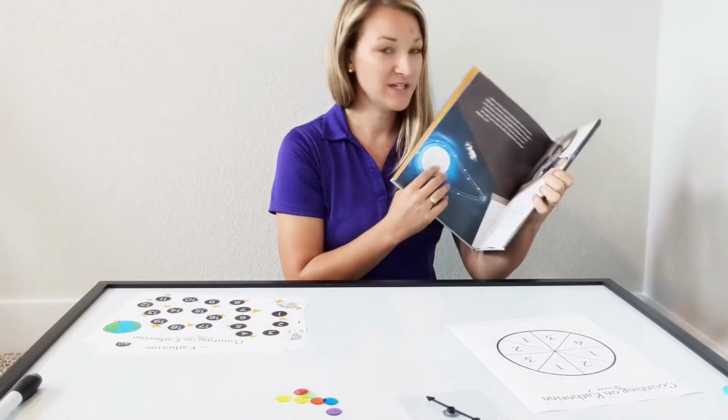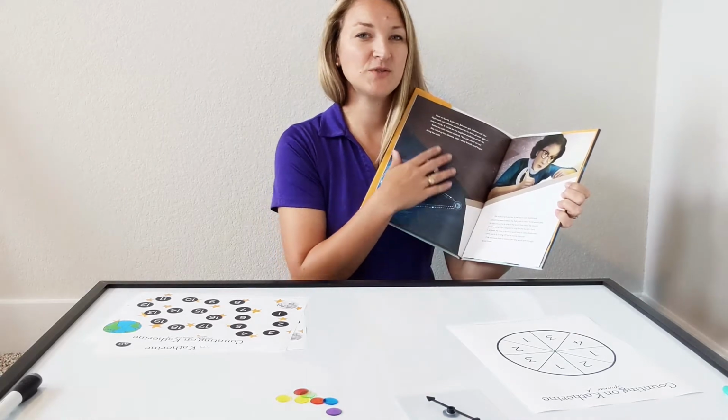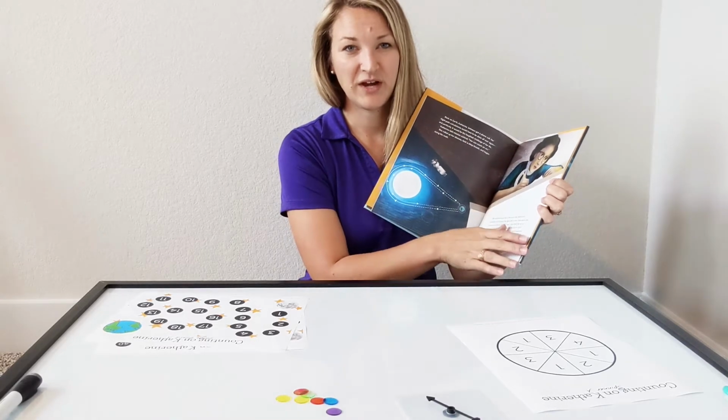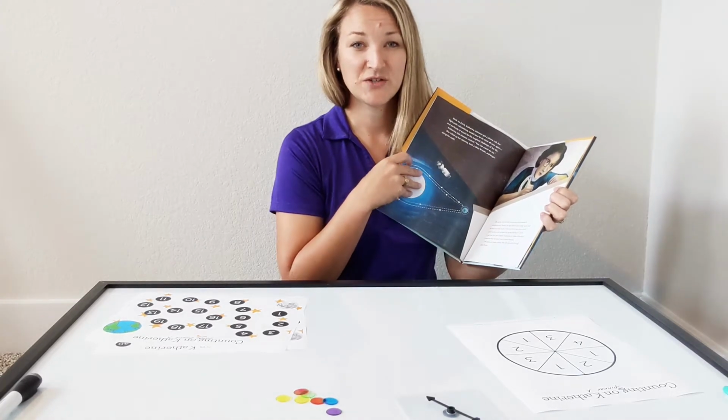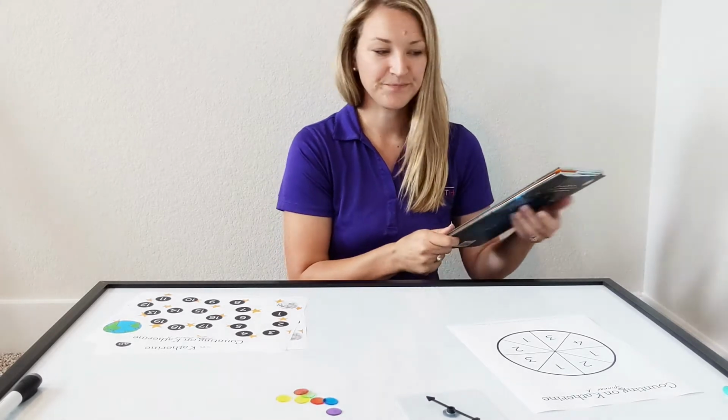Now, for younger students, this is quite a lengthy story, so you may choose to read the story in advance on your own and just be able to paraphrase the different ideas so that students get an idea of what happened in the story without having to read every word.